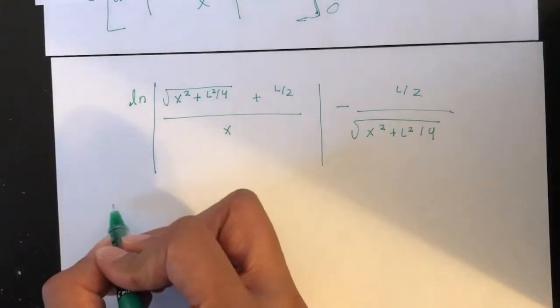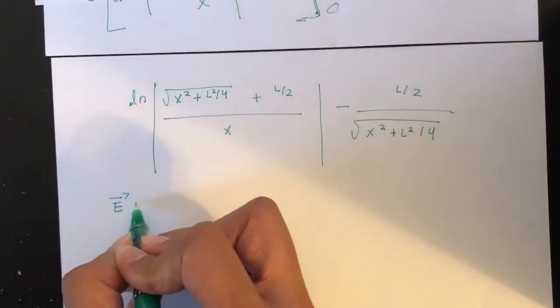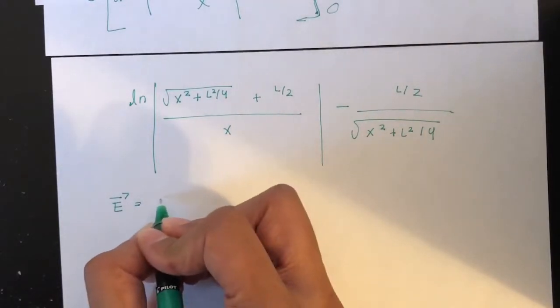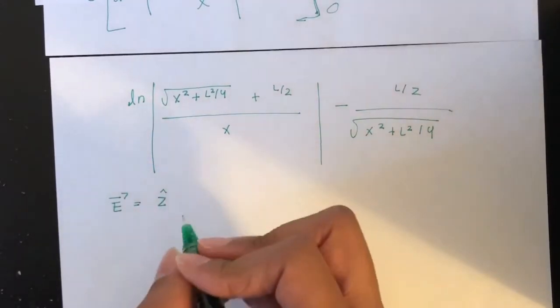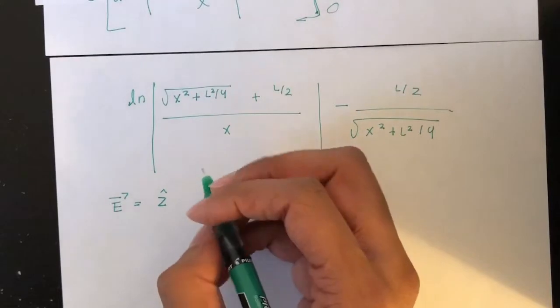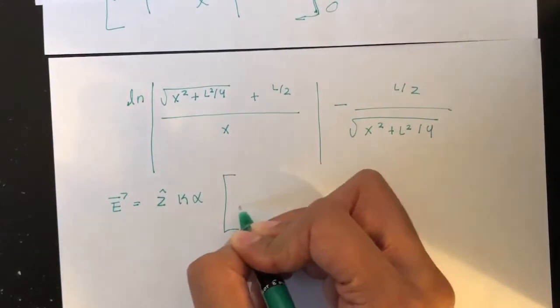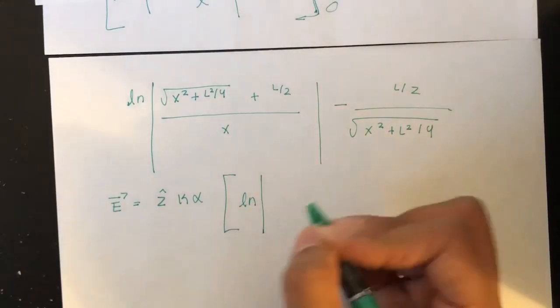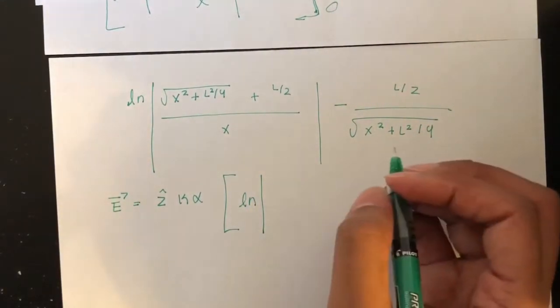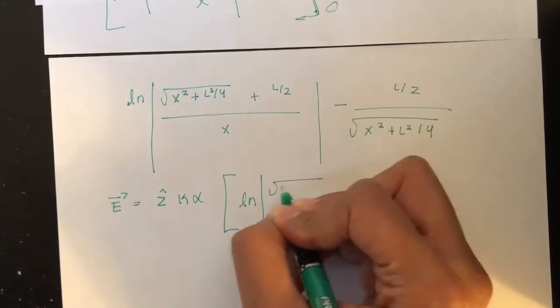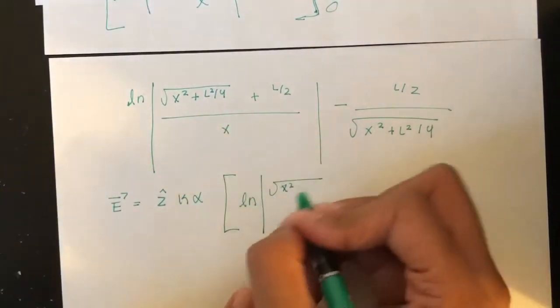And then our electric field is equal to, the direction is going to be in the z-hat direction, and then k alpha ln, just writing all this over again.